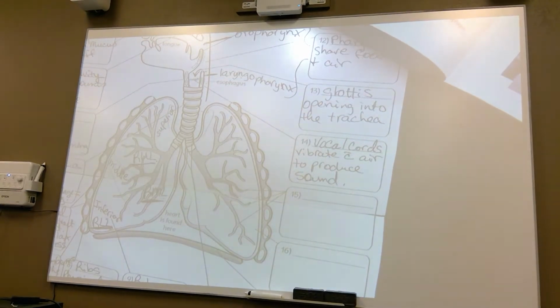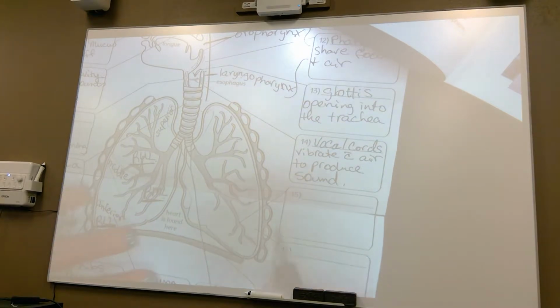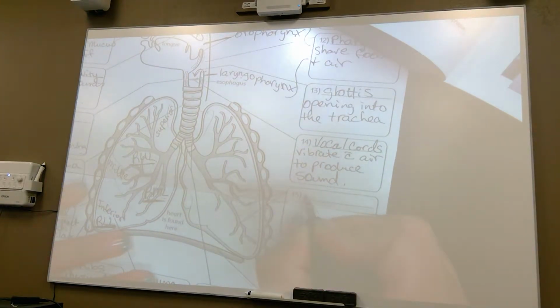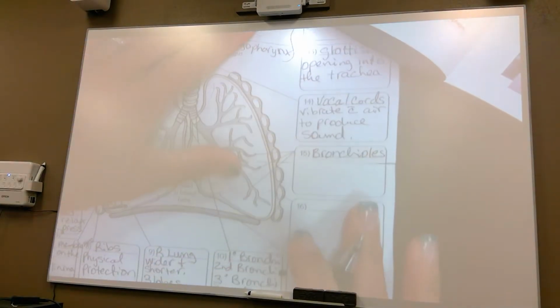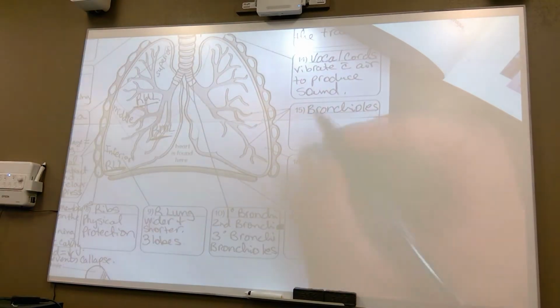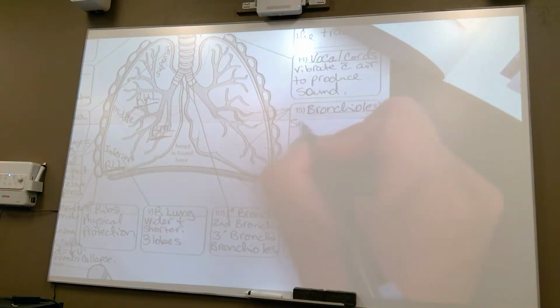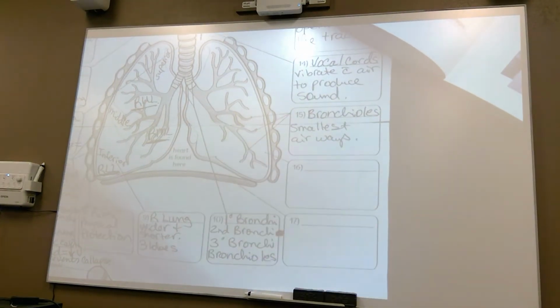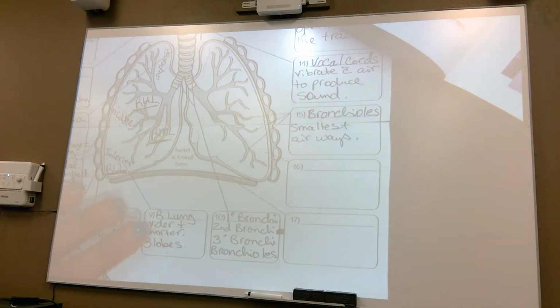So they vibrate with air to produce sound. They're pointing to the bronchioles on 14. You mean 15? On 15, yes. So the smallest airways, bleeding into those alveoli.